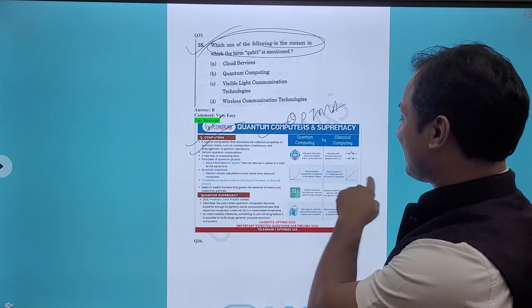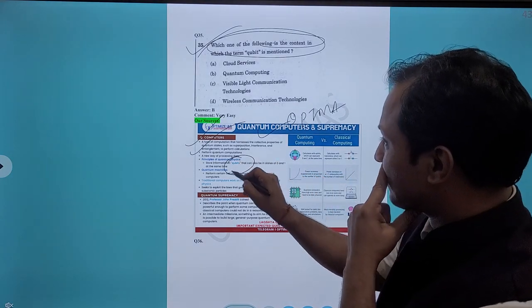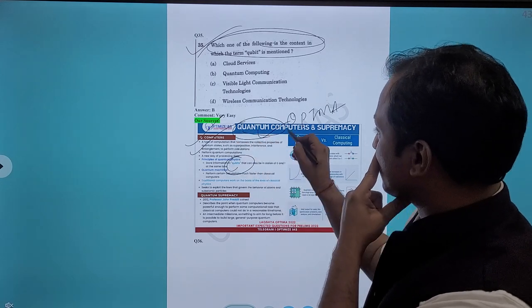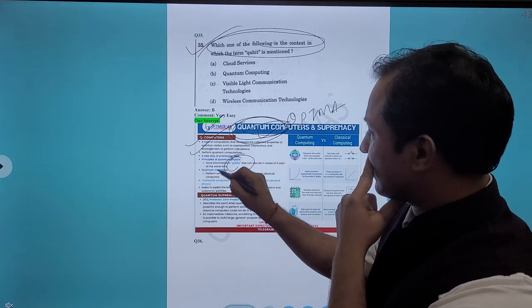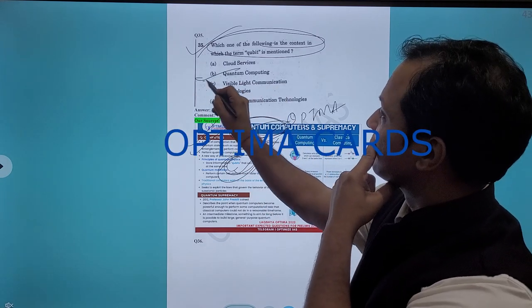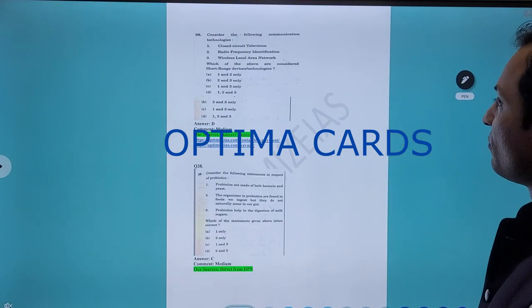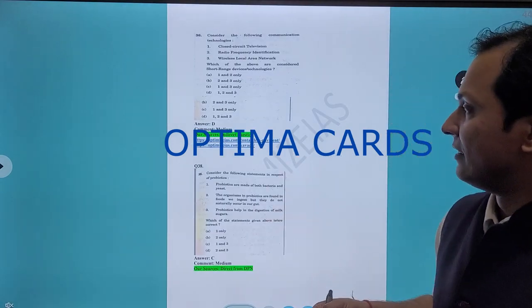You see here, exactly, I had mentioned this, qubits, quantum computers, guys, exactly, qubits. So answer will be quantum computers, guys. So if you follow my Optima cards, if you follow my Optima notes, guys, it is very easy.